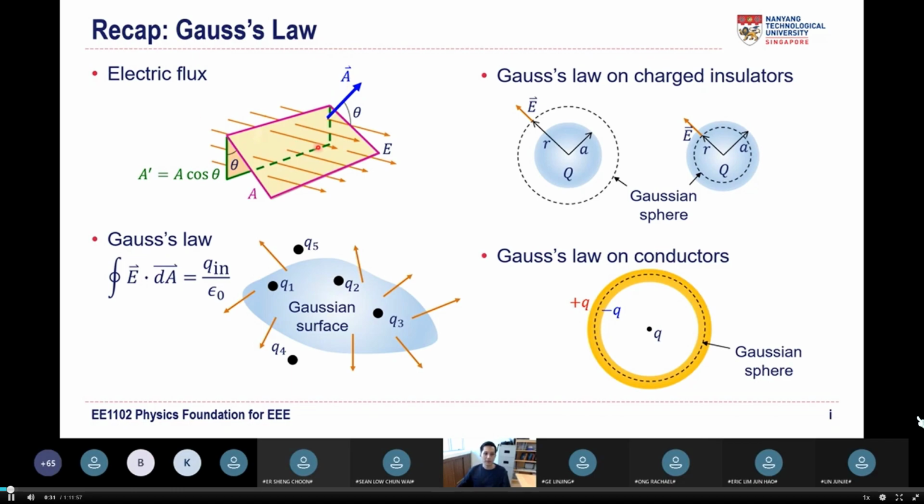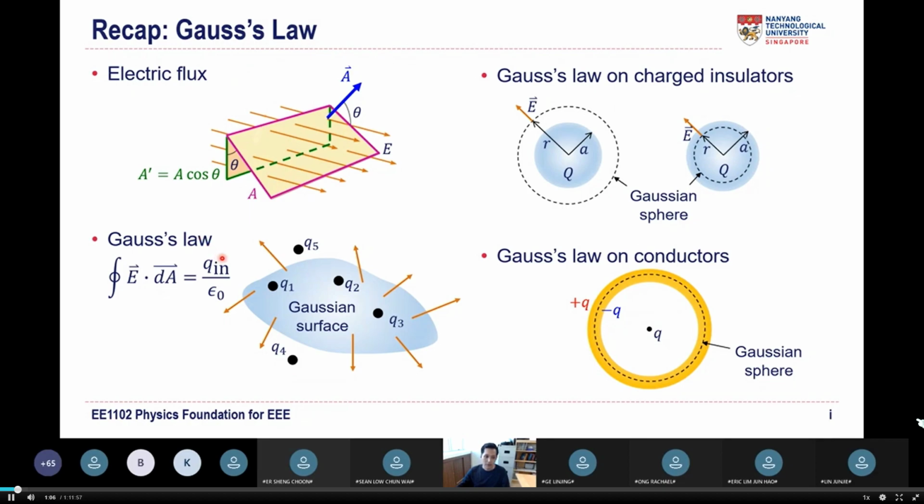If you remember, we looked at what electric flux is. It is the multiplication of the electric field that passes through a certain area. You multiply the area by the electric field at normal angle, and then you get the electric flux. You can consider it as the total number of electric field lines that are passing through a particular area.